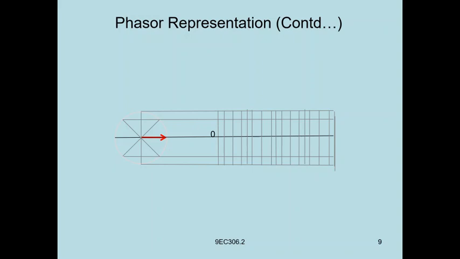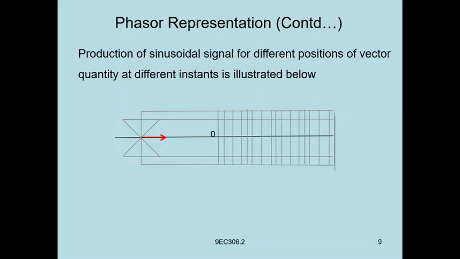Now here we can see it is a phasor. When the sine wave is at 0, the phasor is at 0 degrees. Production of a sinusoidal signal for different positions of the vector quantity at different instants is shown here. See, when the sine wave is at 0, the phasor is at 0 degrees. And when the sine wave is at 45 degrees, then the phasor is at 45 degrees. And when the sine wave is at 90 degrees, the phasor shows at 90 degrees.